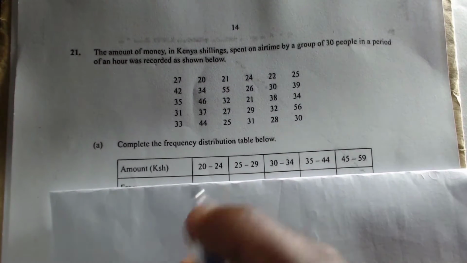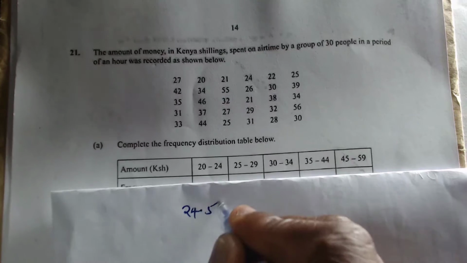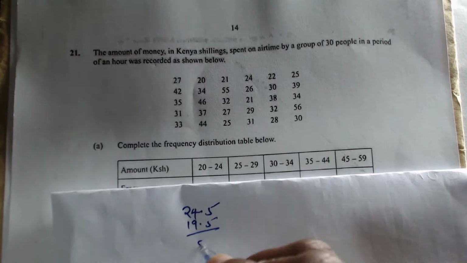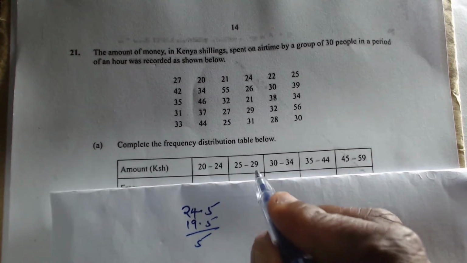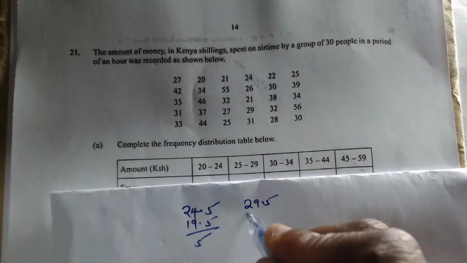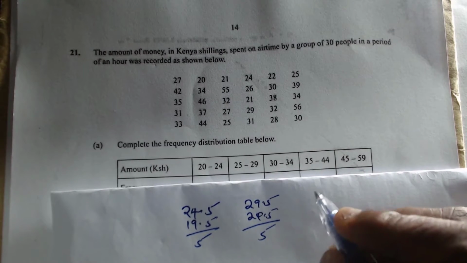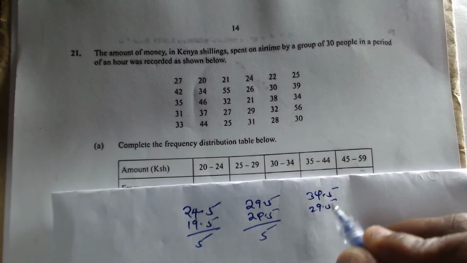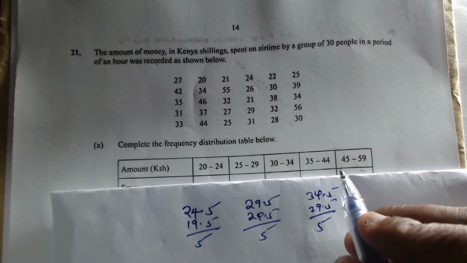To get the class size, take, for example, the class 20-24: the upper class limit 24.5 minus the lower class limit 19.5, that is a class size of 5. Then we take the other one, 29.5 minus the lower class limit 24.5. This will give again 5, it is still 5. We go to the next, 34.5 minus 29.5. Again that one is going to give us 5. The class size is 5.